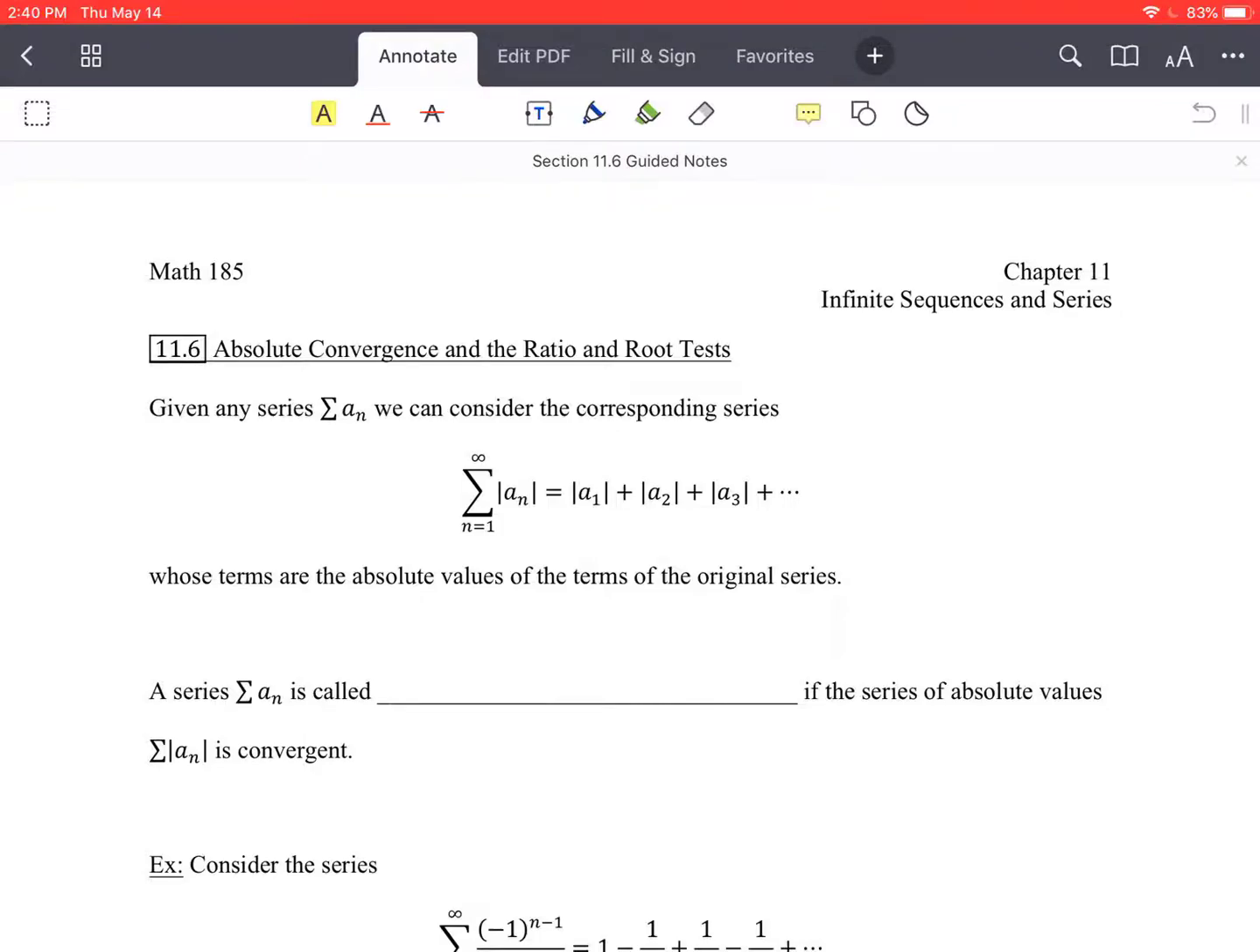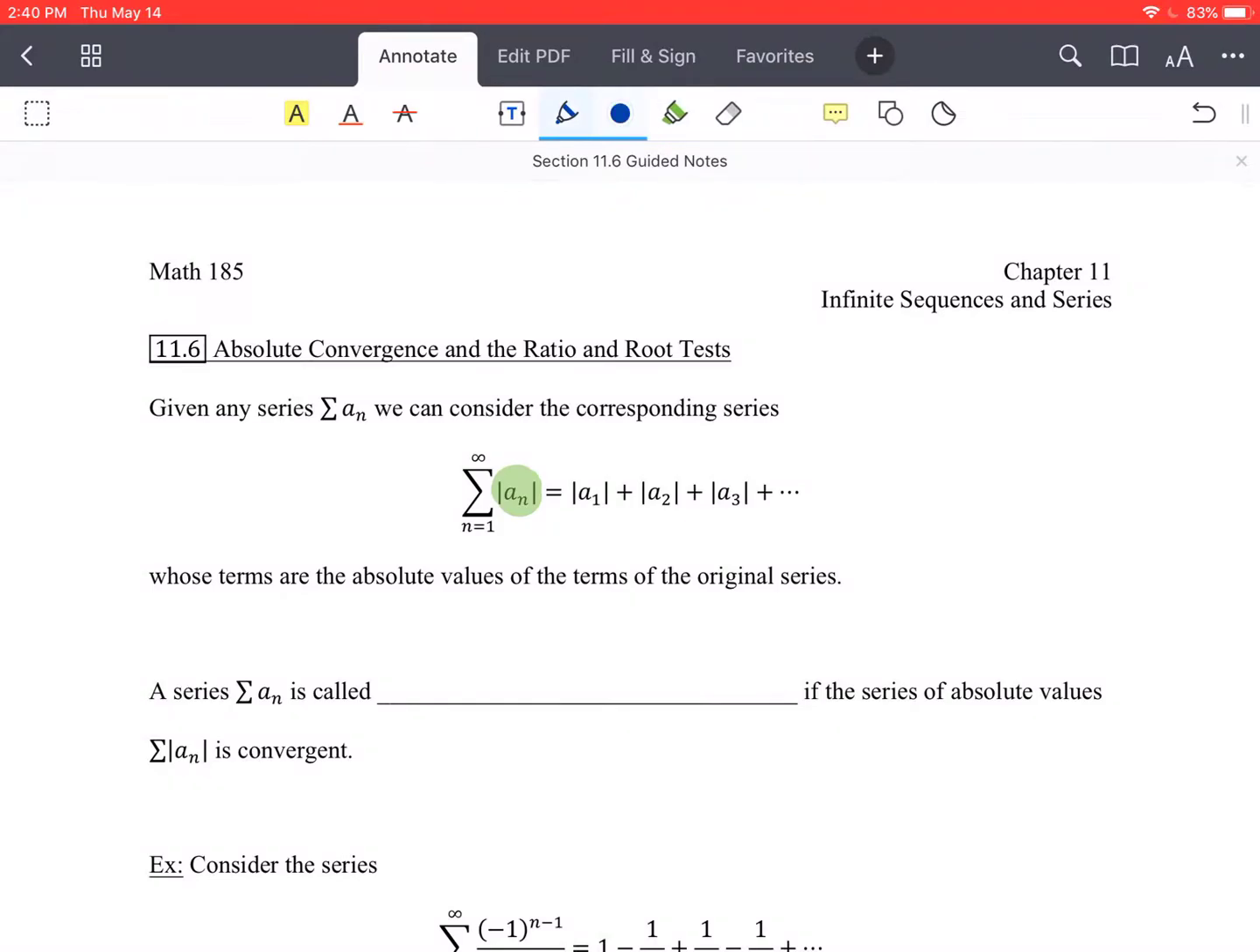Alright, let's get into section 11.6, talking about absolute convergence and the ratio and root tests. So, given any series, we can consider the corresponding series of the absolute value of a sub n rather than just a sub n, and this is just the absolute value of all the terms in the original series.